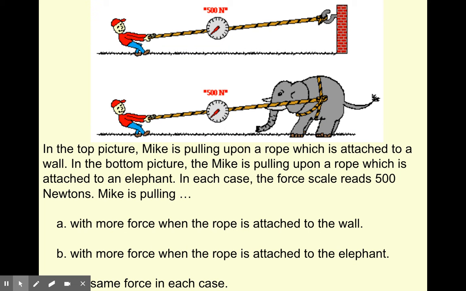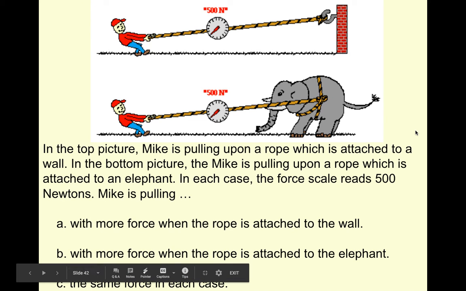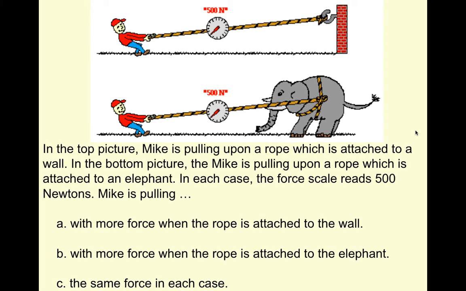Here we go, two questions. In the top picture, Mike is pulling upon a rope which is attached to the wall. In the bottom picture, Mike is pulling upon a rope which is attached to the elephant. In which case is the force scale read? In each case, this force scale reads 500 newtons. Mike is pulling A, with more force when the rope is attached to the wall. B, with more force when the rope is attached to the elephant. Or C, the same force in each case. Go ahead and take a guess right now.